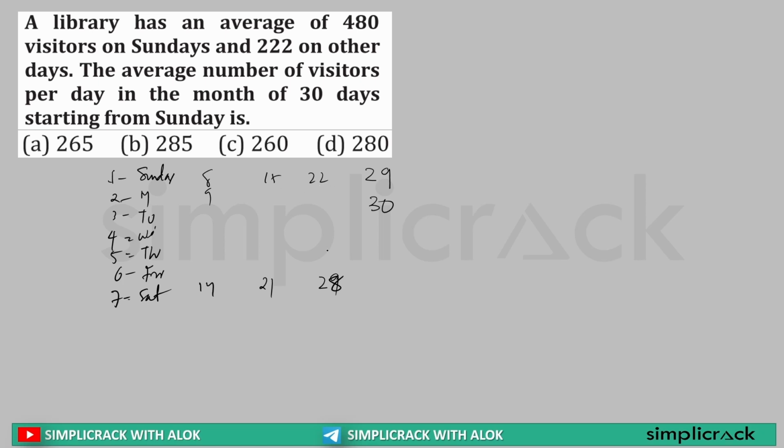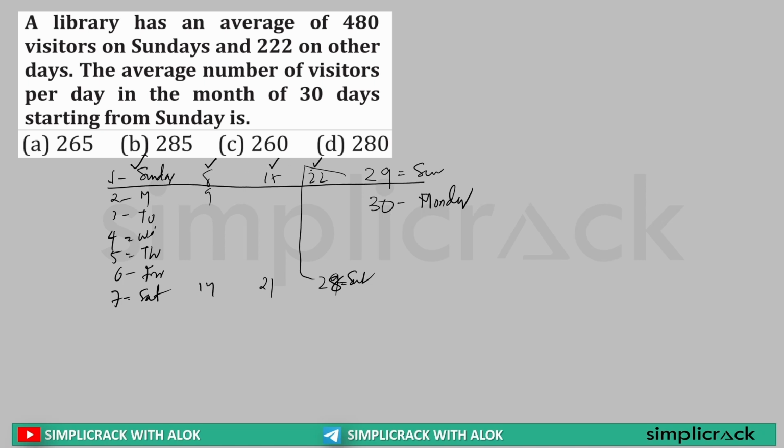So if the 7th day is what? Saturday. So 29th is what? Sunday. 30 is what? Monday. Clear? So first understand this. How many weeks are there? Sir, first week, second week, third week, fourth week.